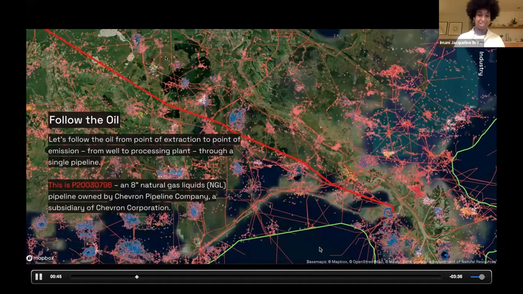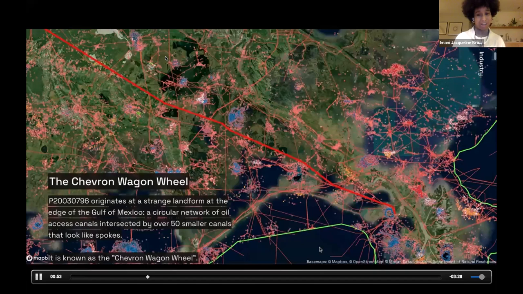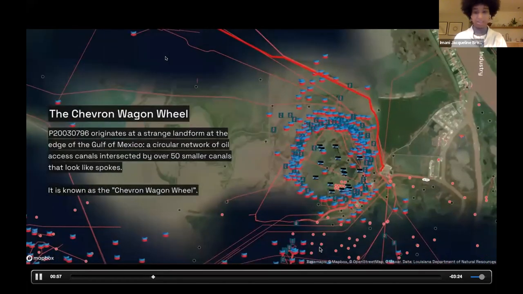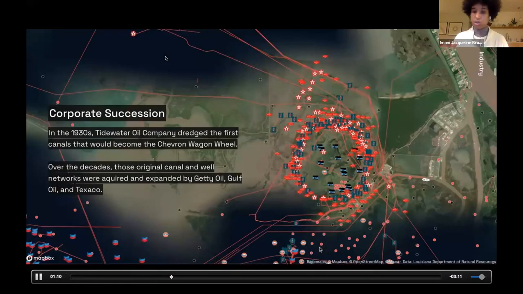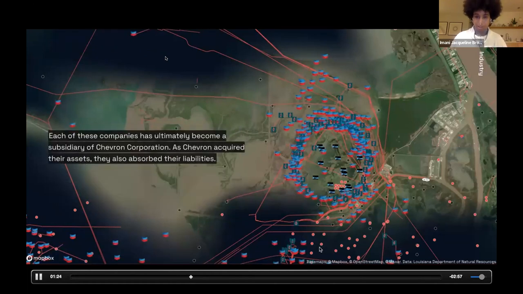And I was really excited to find one pipeline that served as the perfect narrative device to enable us to traverse the fossil fuel production cycle from this cluster of wells in the wetlands called the Chevron wagon wheel, which is so called because there are a number of circular canals that are transected by over 50 spokes. And the circular canals are actually tracing the subaqueous geology, these salt domes that squeeze up through strata of sand underneath the surface and form the architecture around which oil and gas fields pool.